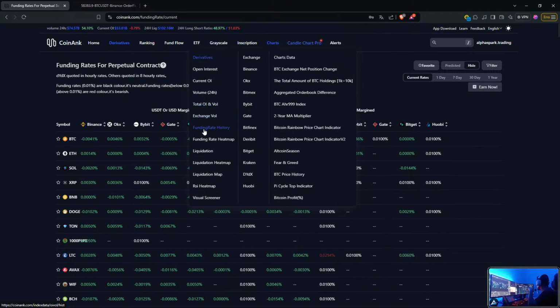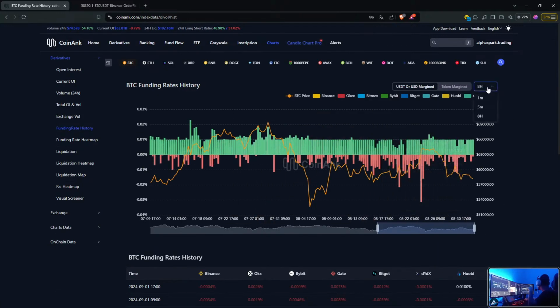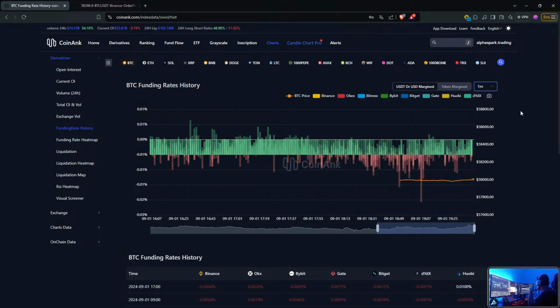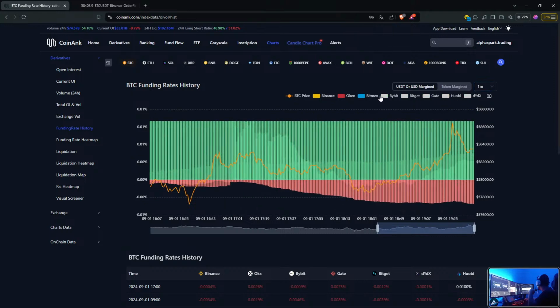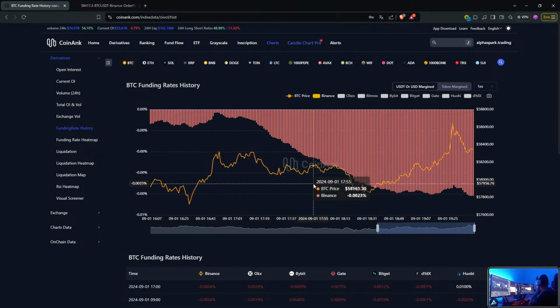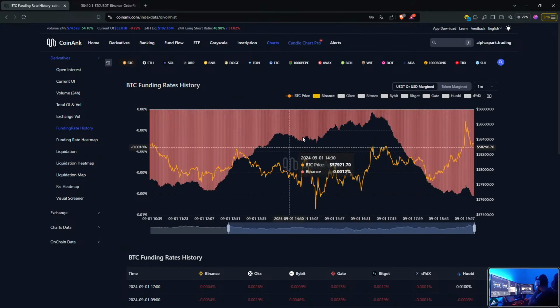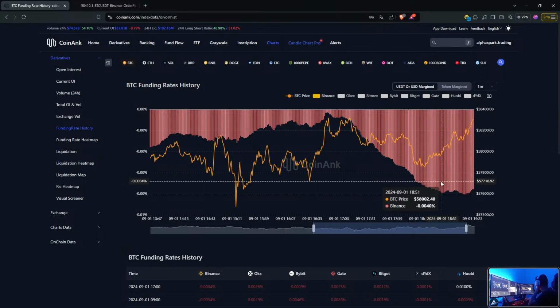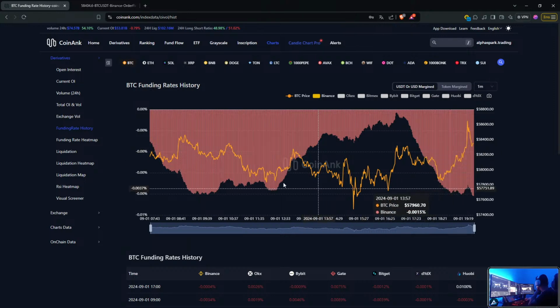So if I go, for example, to funding rate history, one very nice advantage here is that you can change to different time frames. So if I go, for example, to 5 or even 1 minute, and now I would advise you to hide everything except Binance. This orange line is basically Bitcoin's price, and then what you are seeing in big red bars are funding rates, right?